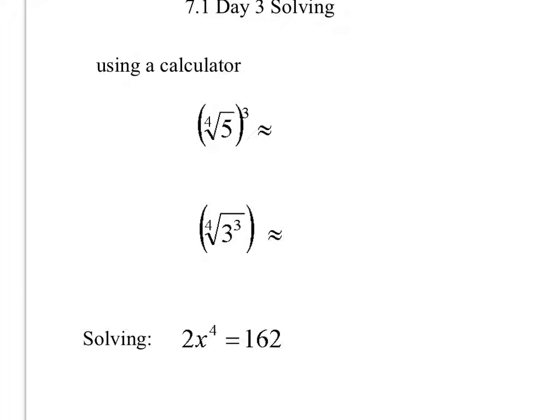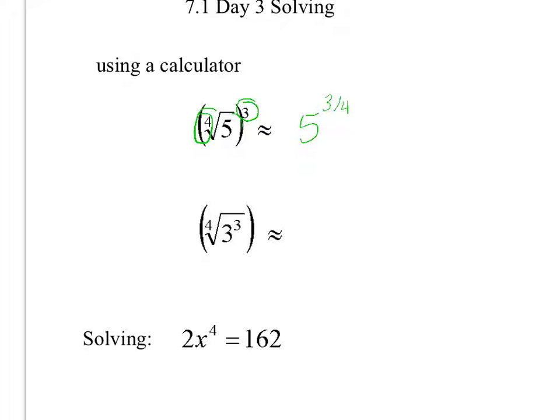When you have one of these problems with the nth root and to the power, sometimes you can't actually take the nth root of the number inside, and so you're going to have to use a calculator. Now to do this on your calculator, remember I can write this as 5 to the 3/4 power. So on your calculator you're going to need a fraction to be able to make this.